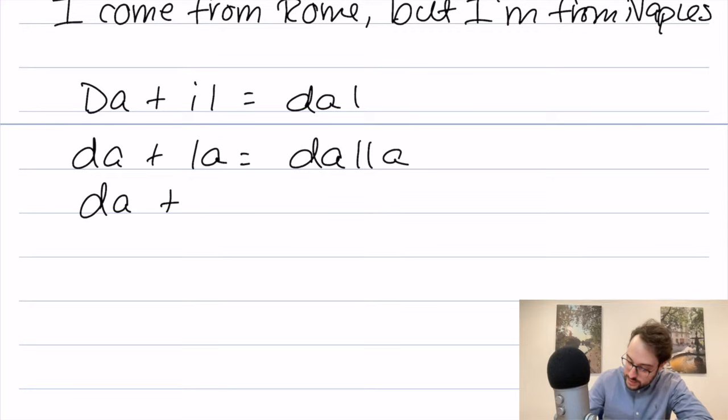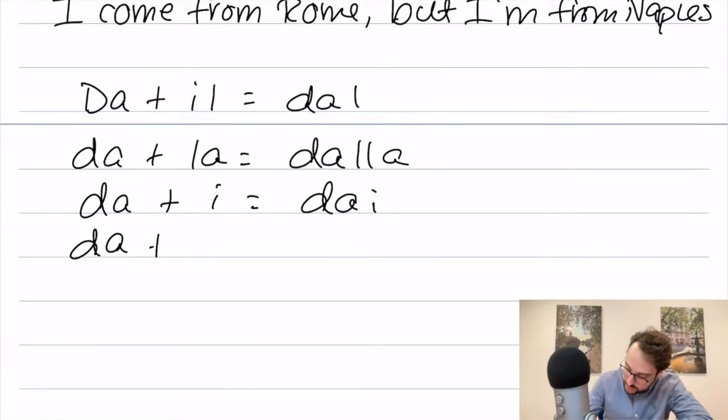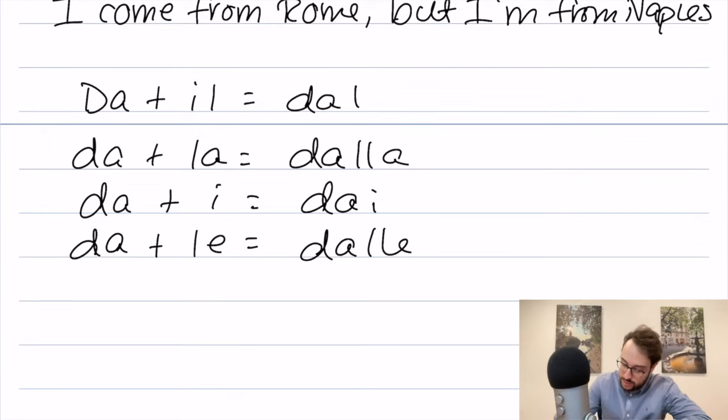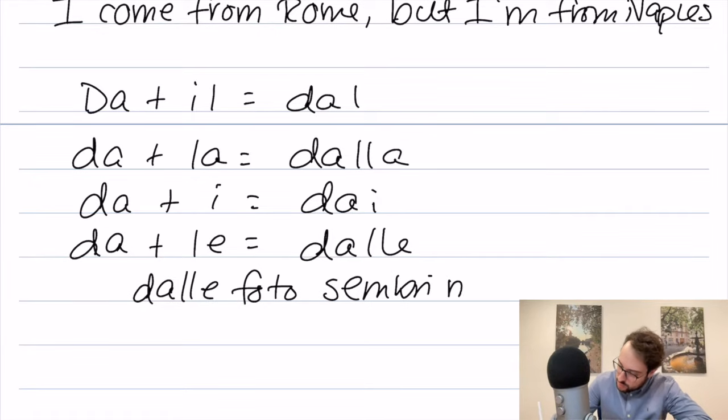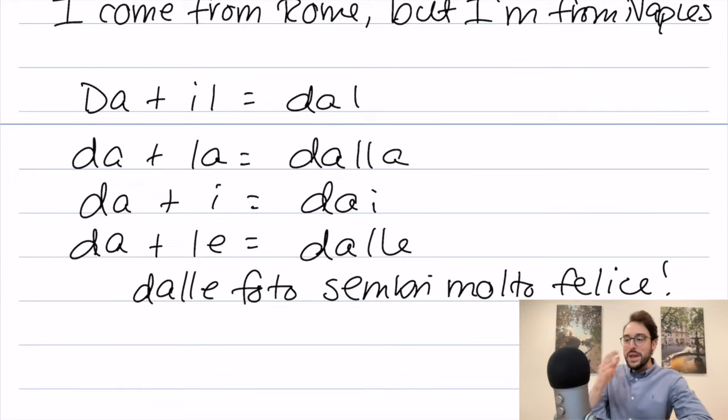Da plus i, dai. Da plus le, dalle. Like for example, dalle foto sembri molto felice. Like, based on the photos, you seem really happy. From those photos, something that's coming from, I'm getting this impression from that.